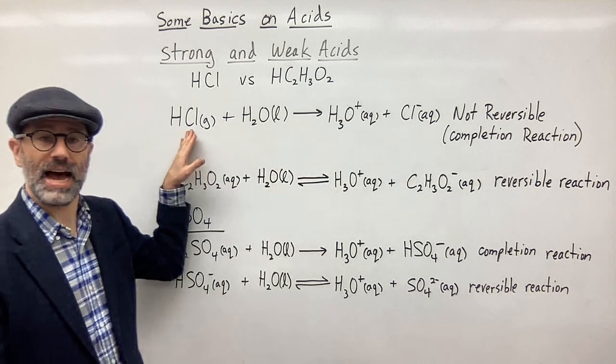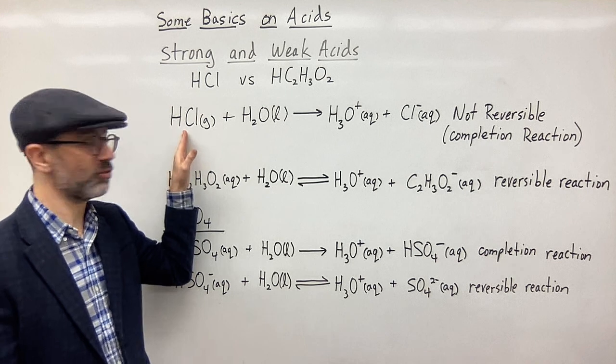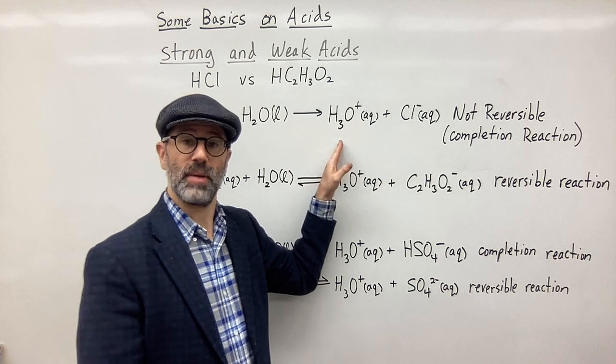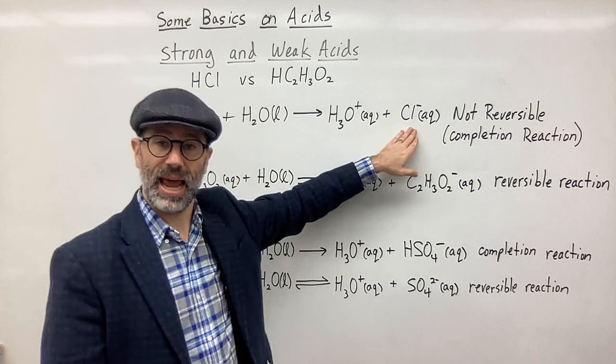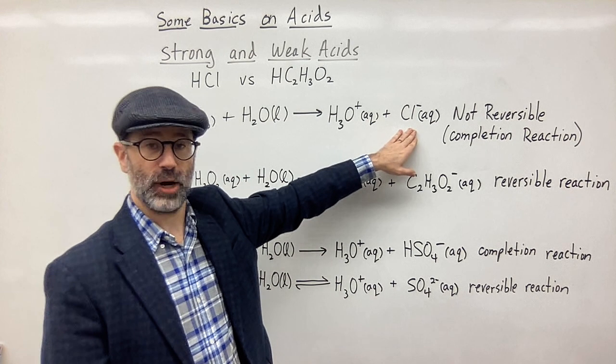You're really not going to have any of this left intact. So this is going to be gone. No more of this. It's all going to be these two: your hydronium ion plus whatever the anion is. In this case, it's going to be your chloride ion for HCl.